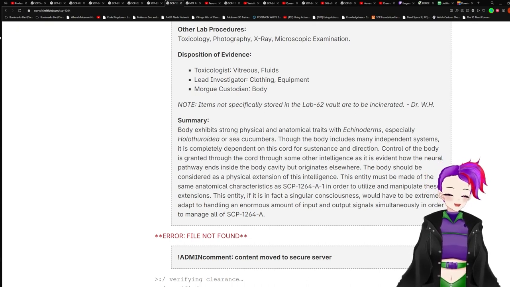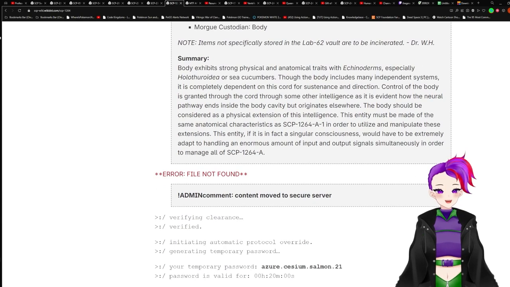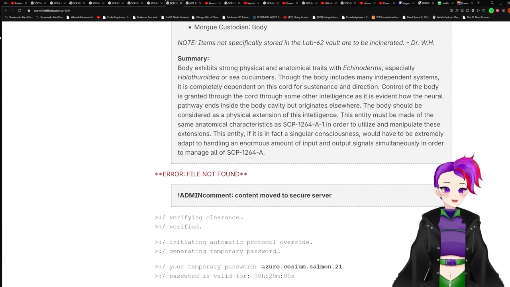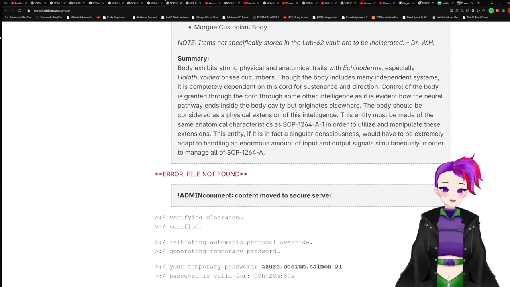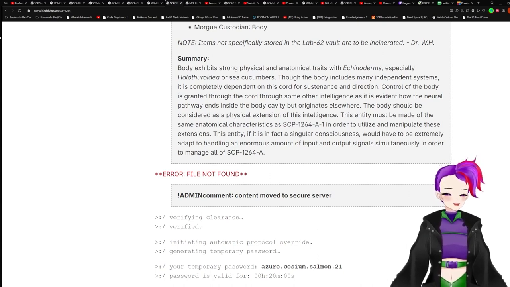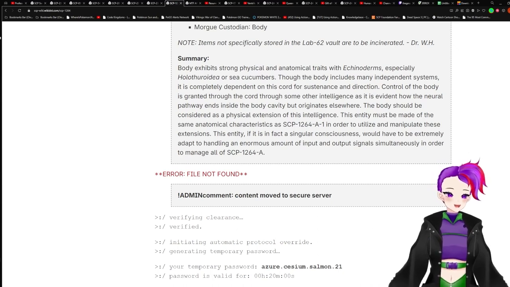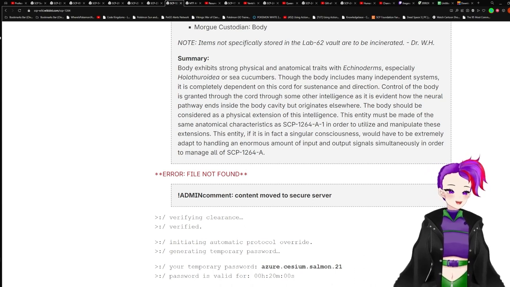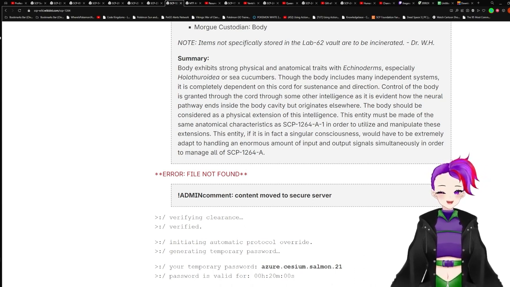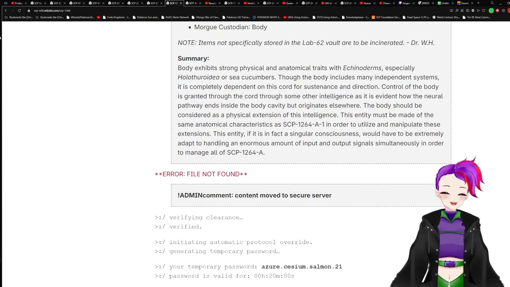Dr. W.H. Summary. Body exhibits strong physical and evolutionary traits with echinoderms, especially holothuria, or sea cucumbers. Though the body includes many independent systems, it is completely dependent on this cord for sustenance and direction. Control of the body is granted through the cord by some other intelligence, as it is evident how the neural pathway ends inside the body cavity, but originates elsewhere. The body should be considered as a physical extension of this intelligence.